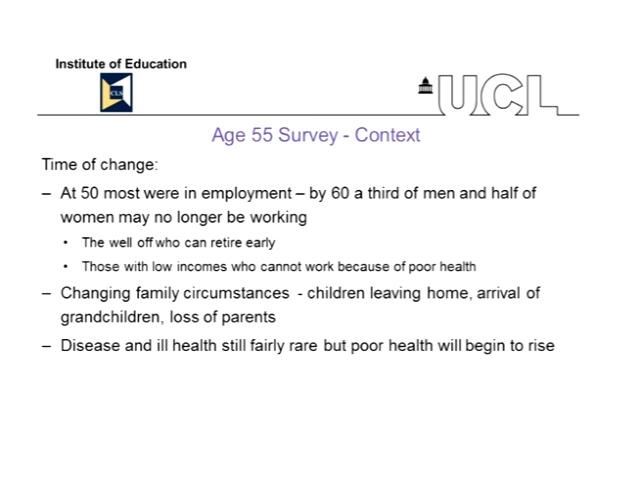poor health. The 50s can also be a time of great change in terms of family circumstances, so it's a time when lots of people's children will be leaving home. It's also a time when the NCDS cohort are starting to become grandparents themselves, and also losing their own parents. In terms of their own health, at 55 we would expect disease and ill health to still be reasonably rare, but poor health will be starting to rise now.